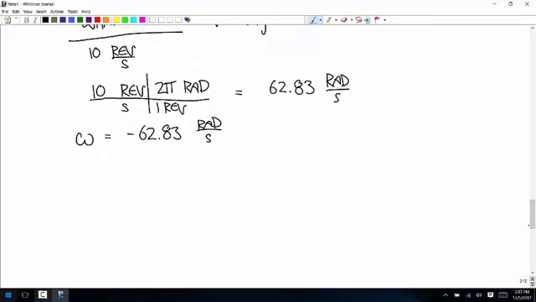The angular velocity doesn't have to be constant. Angular velocity can change. Watch.